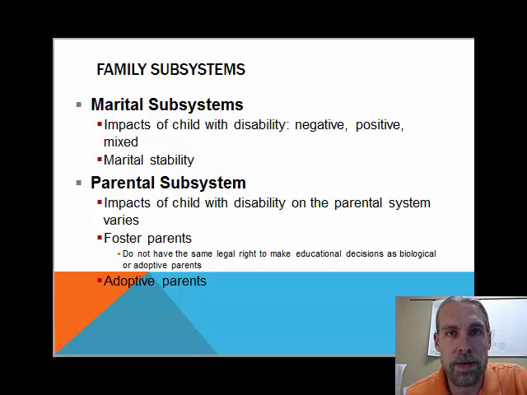I'm not going to go into each one of the subsystems, but you should understand from your reading of family systems theory that there are multiple subsystems. The marital subsystem is one, and how this impacts the child, the stability of the marriage, for example. The parental subsystem: the book talked at length about foster parents and adoptive parents, which I thought was very interesting, especially when we talk about the legal rights of parents and foster parents to make decisions, especially for students with special needs. And so that I felt was interesting.